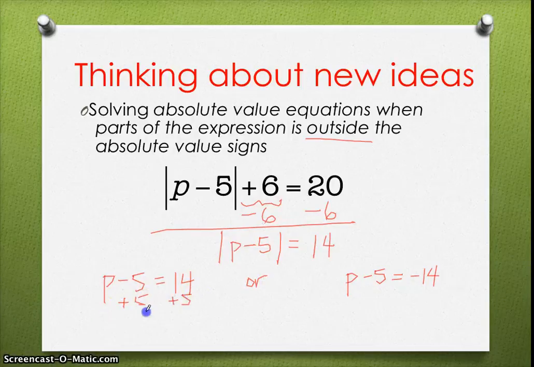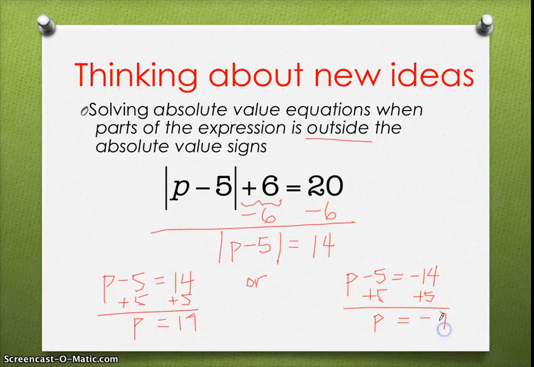So once we have our two equations, we can then just go ahead and solve using inverse operations. So in this equation, we know that p could equal 19. Let's go ahead and look at the other equation. We also need to add 5. And in this equation, we have p can equal -9. So we have two answers, -9 and, sorry, -9 and +19. Those are two answers.